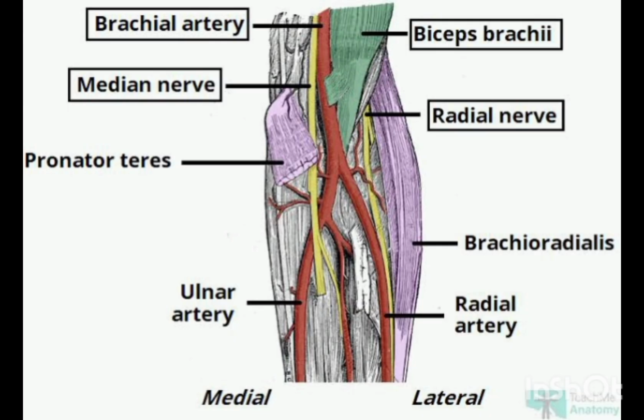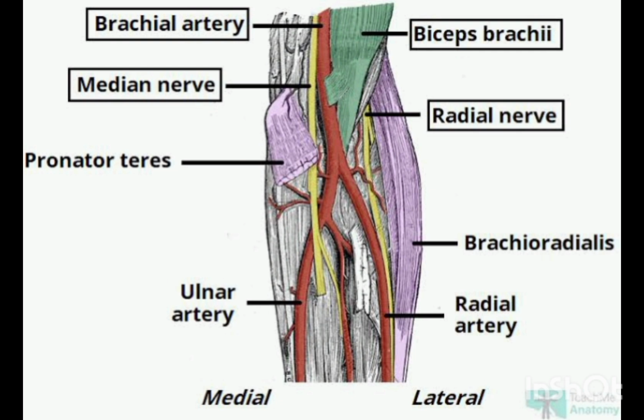Now, here we can see the complete anatomy, or the summary of the whole video. Then we have the contents. From the medial to the lateral side, we have first the median nerve, then the brachial artery, then the biceps brachii tendon, and the last one involved is the radial nerve.